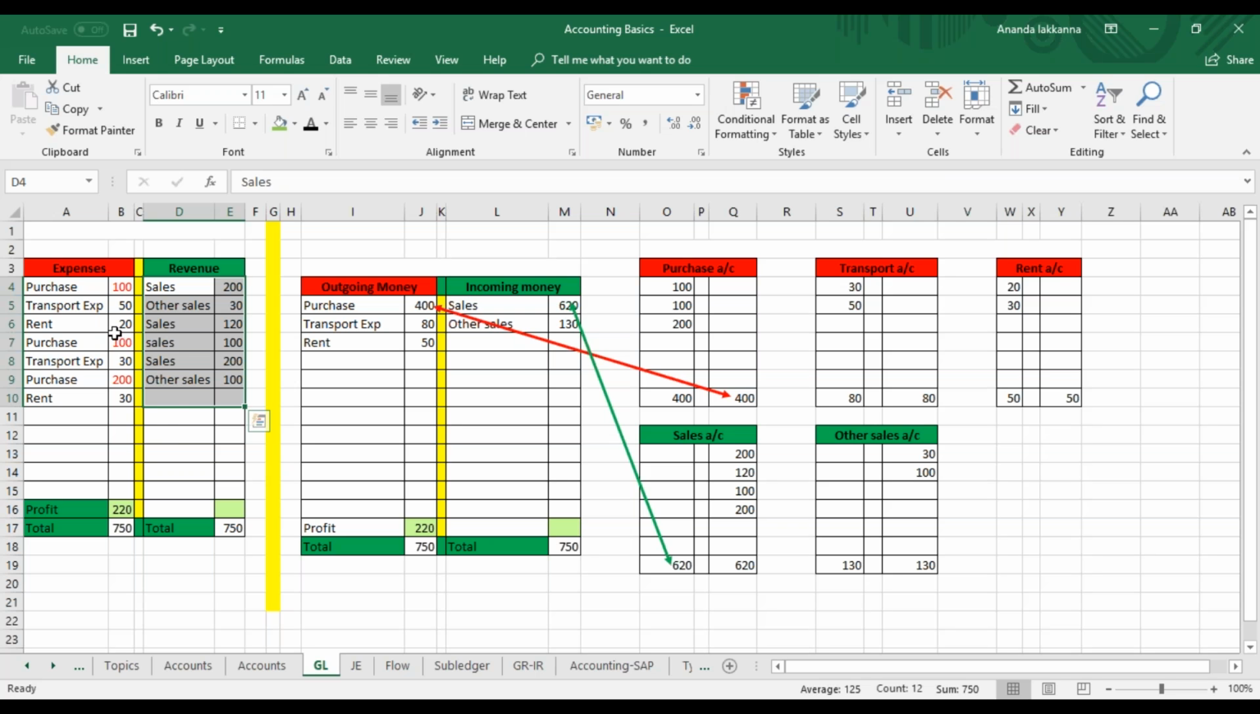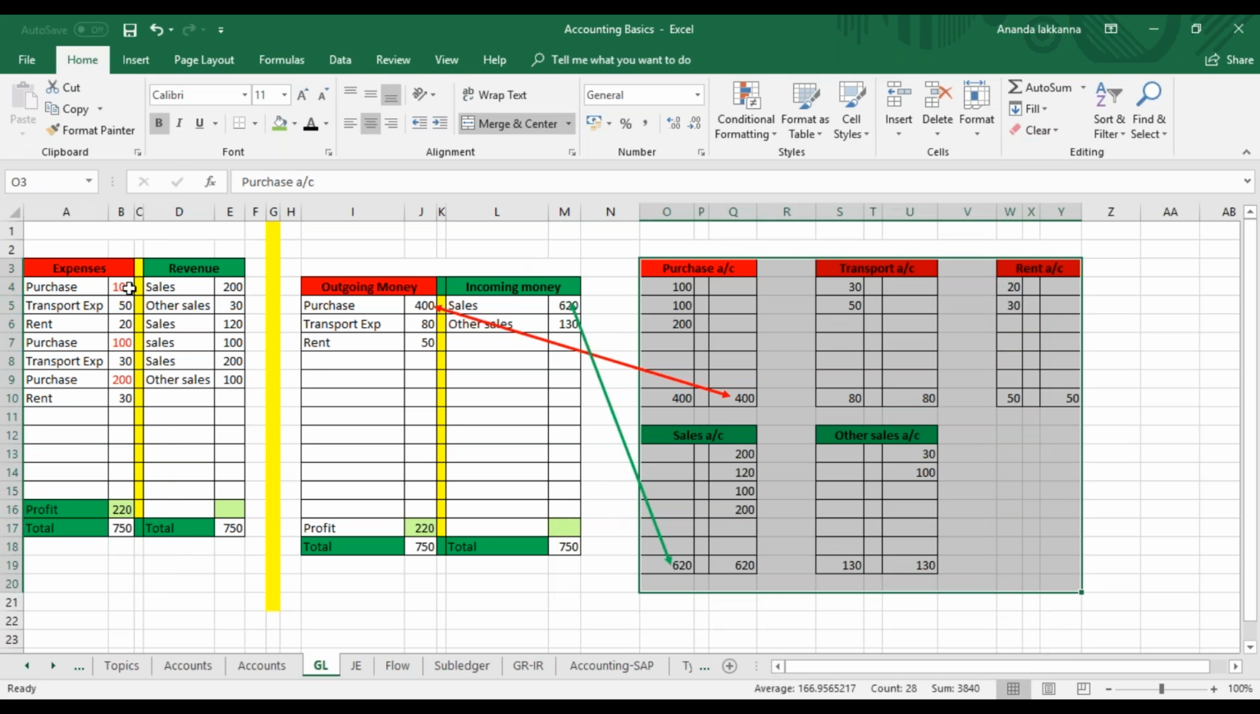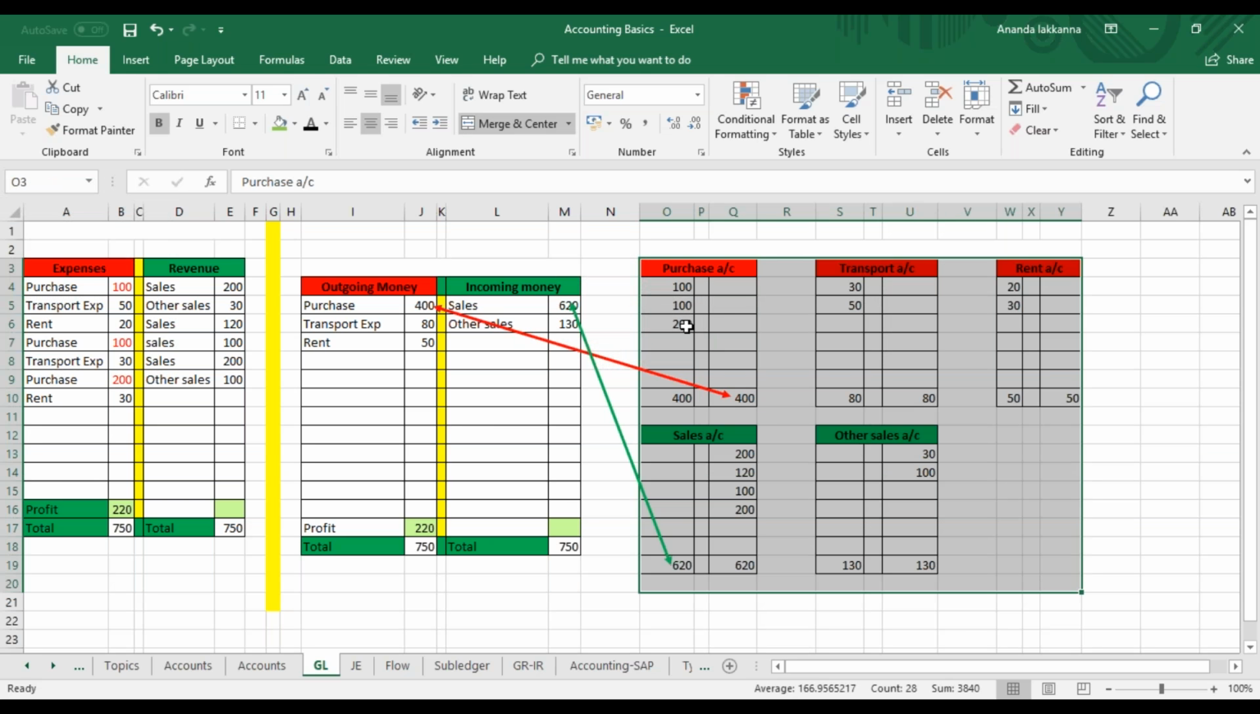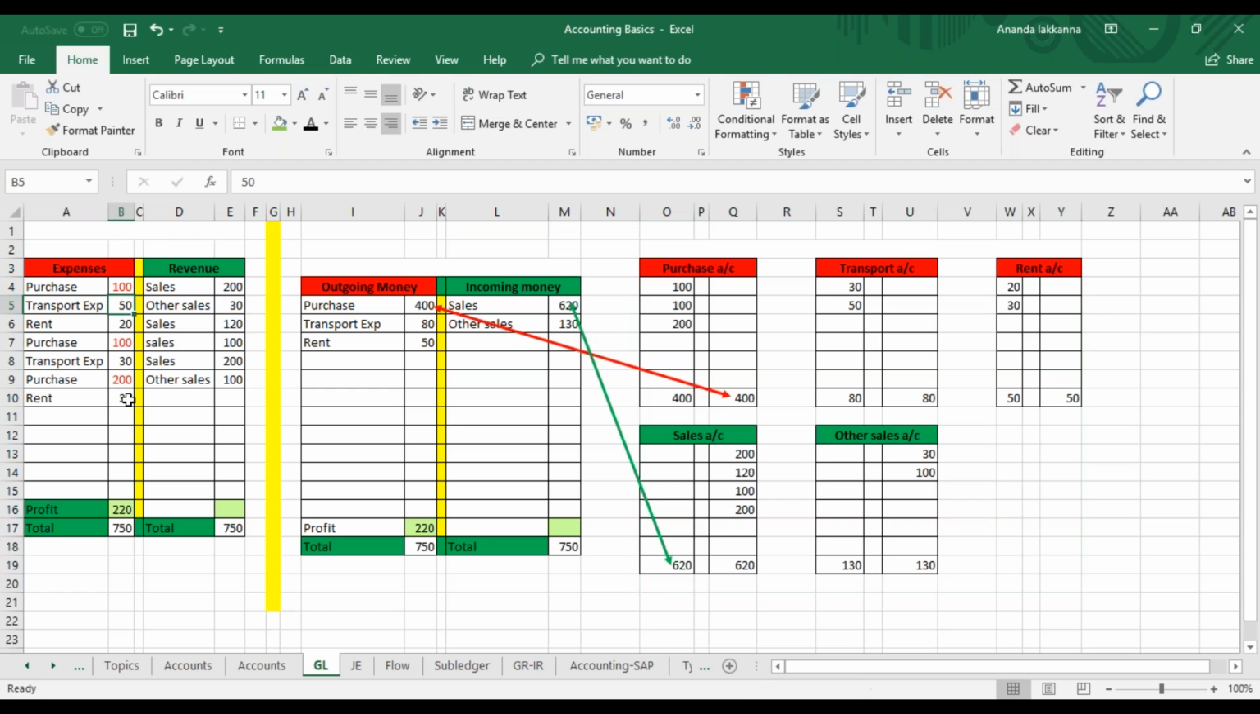For that, we made a very simple idea. Instead of entering all these things directly, from next year we started entering in this form. See here, purchases may happen three times. Instead of entering three times here, we enter three times on the date. I made it very simple: 100, 100 and 200. Truck transport is 50 and 30. Whenever sales happen: 200, 120, 100.